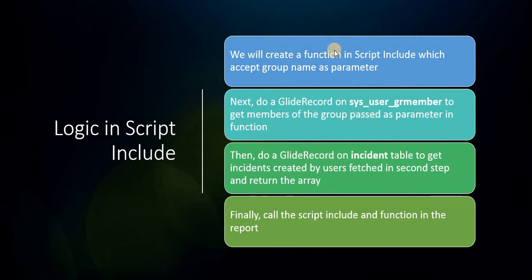Then in the next loop we will do a glide record querying the incident table, and we will get the incidents of each and every member and push them to an array, which will hold the sys ID of each incident. Then we will pass it back to the reporting, and reporting will display it. Let's quickly jump onto the demo of this use case in ServiceNow.